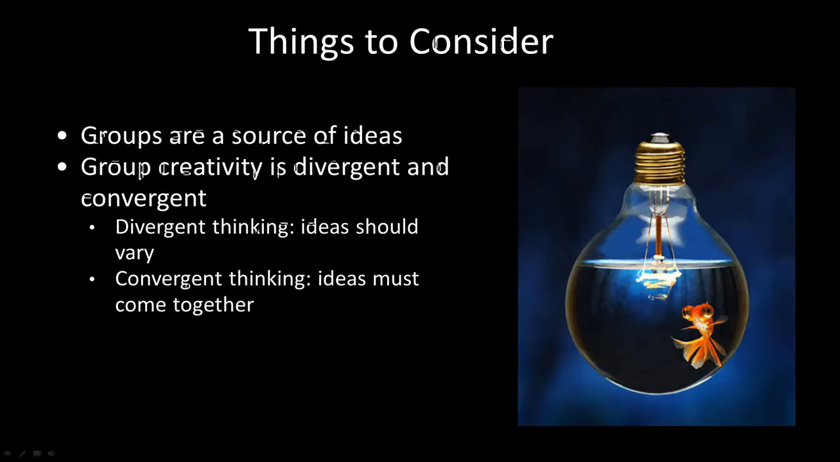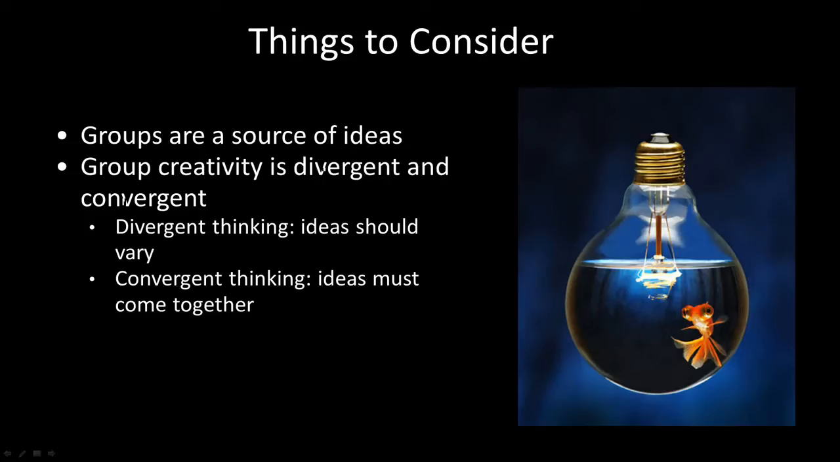All right, so a couple things here at the beginning to consider is that groups are often considered an excellent source of ideas, right? One of the main reasons people join groups is that as members of the group, there are more ideas than you would have just functioning as individuals. That said, when it comes to the group's creative process, we can see group creativity as being both a divergent and convergent process. So divergent thinking is when ideas vary inside the group, right? People go out, they think outside of the box, they try different things.